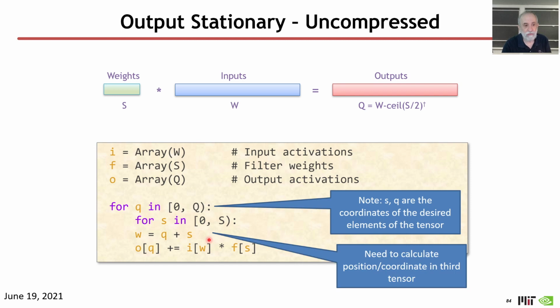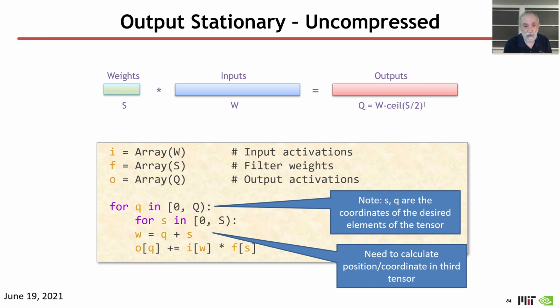We then need to compute the position or coordinate in the third tensor, W, and then we can use those. Even though those are nominally coordinates, we can use them directly because in an uncompressed representation, the coordinate and the position are the same. So we simply use the coordinate in the input activation tensor, the coordinate of the filter weight in the filter weight tensor, and the coordinate of the output for the output.